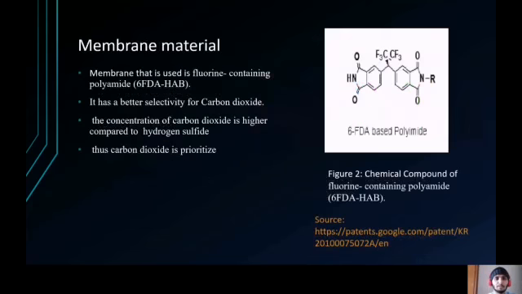So let's start off with the membrane material. The type of material we use is the fluorine-containing polyamide. This is because it has the highest selectivity for carbon dioxide. It is also stated that the concentration of carbon dioxide is higher compared to hydrogen sulfide. Thus, using one membrane material, we can separate the acidic gases from the CH4, which is methane.